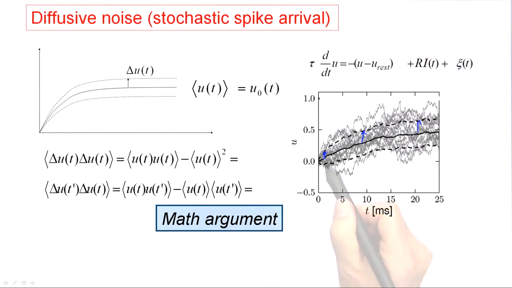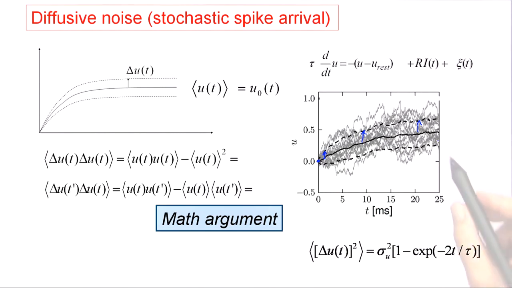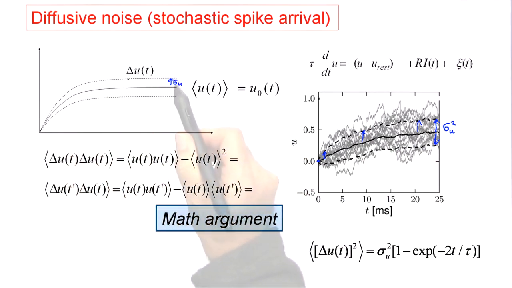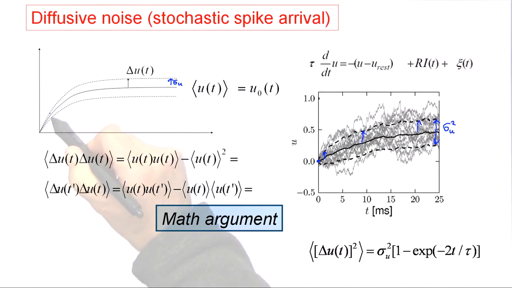And this variance is small at the beginning. In fact, it's 0 at time 0, because all trajectories start at the same value. And then it blows up slightly. Now, one can calculate this, and one finds that there's a final value of the voltage distribution, the variance, the standard deviation of the voltage distribution is sigma u. The variance is sigma u squared. And this final value is reached over time. And the standard deviation at the beginning is much smaller than at the end.